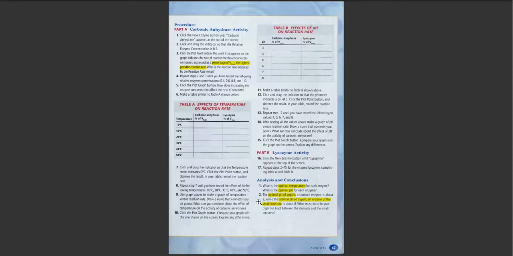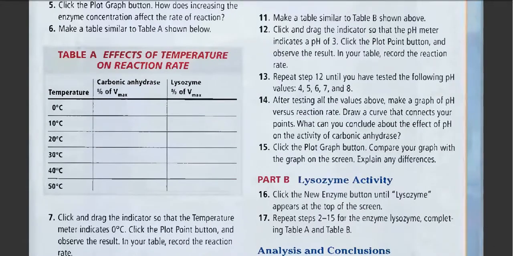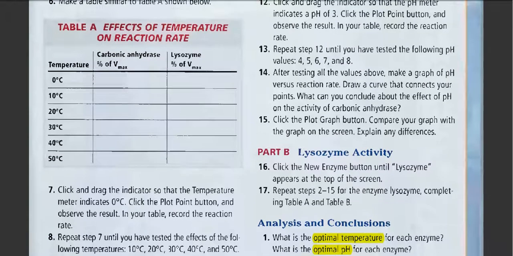10. Click the plot graph button. Compare your graph with the one shown on the screen. Explain any differences. Table B: effects of pH on reaction rate. 11. Make a table similar to Table B shown above. 12. Click and drag the indicator so that the pH meter indicates a pH of 3. Click the plot point button and observe the result. In your table, record the reaction rate.